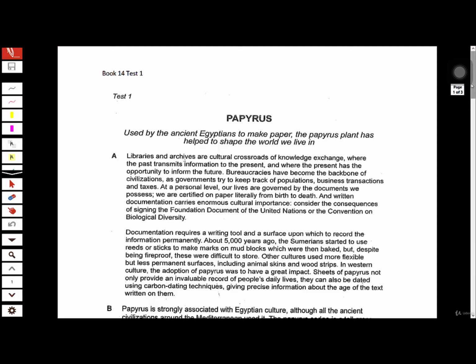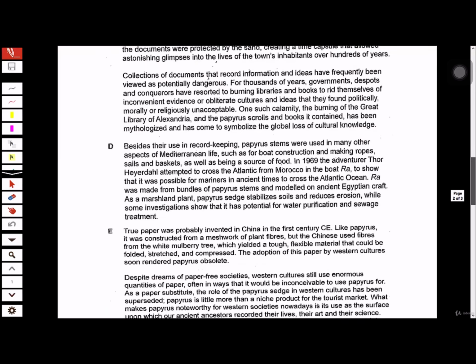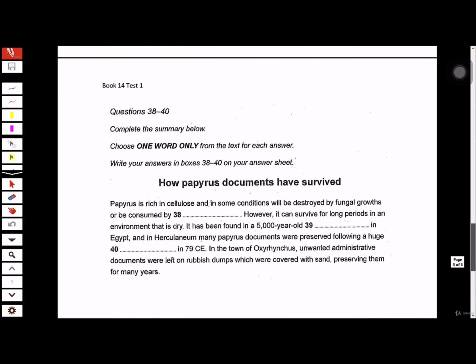So the first thing that we're going to do, we're not going to read the passage or read the topic sentences. We're not going to waste time doing that. We're going to go directly to the summary question and apply the strategy.